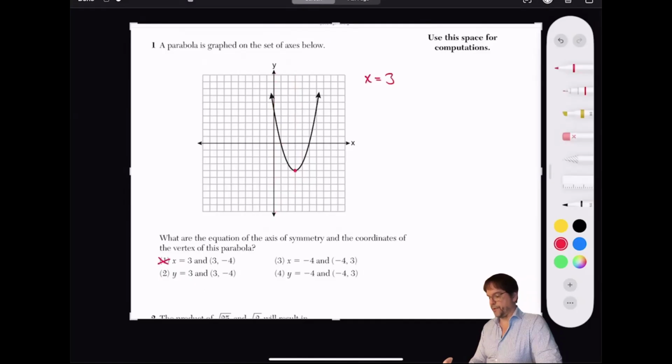Here is the vertex. So the x obviously will be 3. 1, 2, 3. And the y coordinate of the vertex is -4. -1, -2, -3, -4. Do you agree? So the answer is 1. Okay.